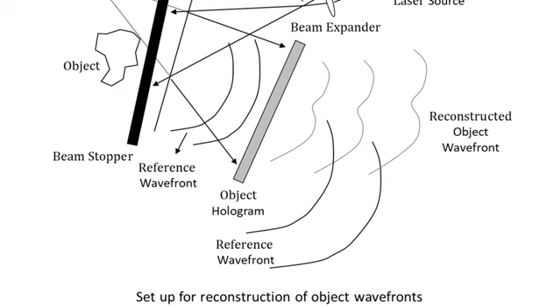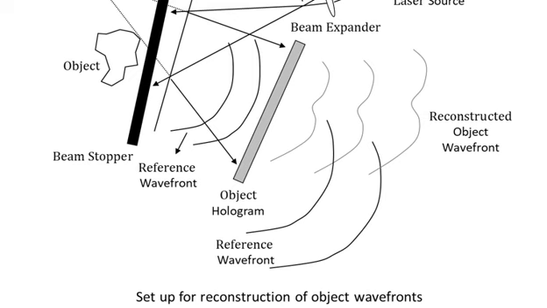you would see the object as if it is originally present at its original position and is being illuminated with the laser. But you know that here we are reconstructing the object, that is, the object beam has been stopped, but we are using the hologram to reconstruct the original wavefront. So we have here reconstructed the object wavefront.